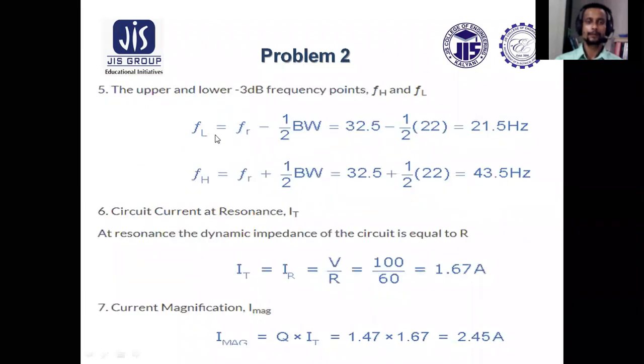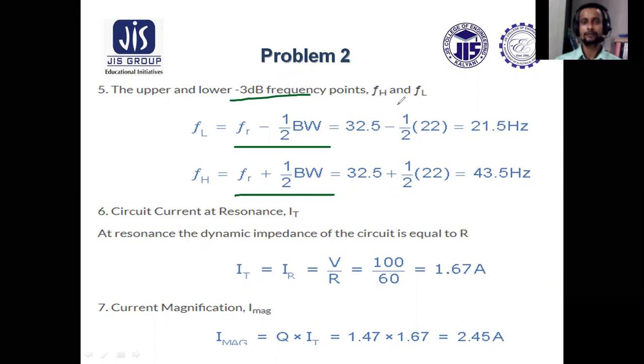Now, these formulas we already have derived in series resonance for lower half power frequency and upper half power frequency. This is also known as the minus 3 dB frequency point, which are found to be this. Now current at resonance is V by R. Voltage is 100 divided by R, which is 60, that is 1.67. So what is current magnification? Current magnification can be found by this formula, quality factor into IT. So quality factor is found 1.47 into IT is this. So this is the current magnification.